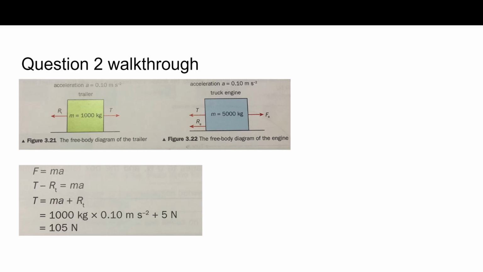To calculate the forward thrust, we just have to use the free body diagram of the truck and do the same thing that we did for the trailer. Identify the forces and substitute the given values. If done correctly, it should look like this.